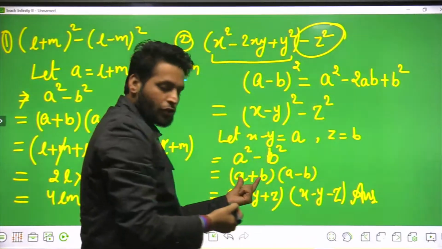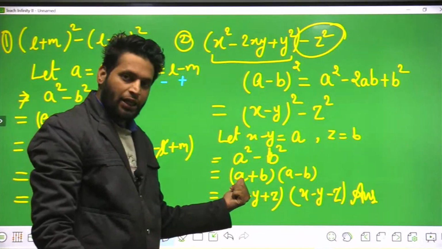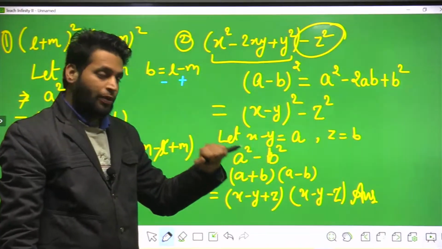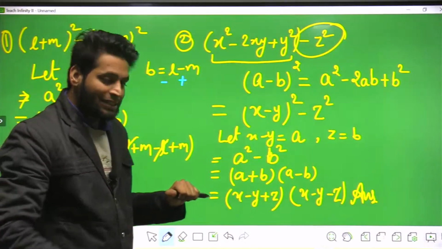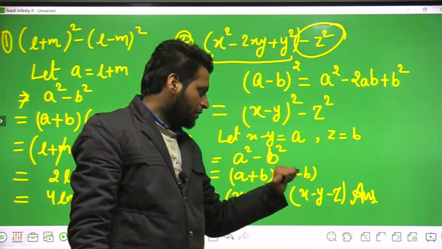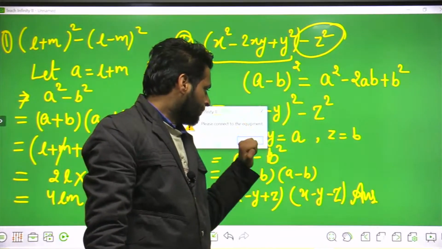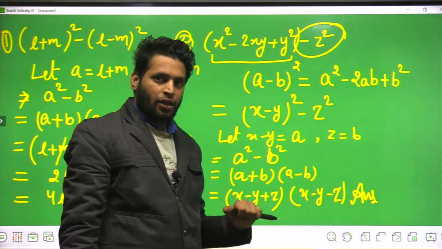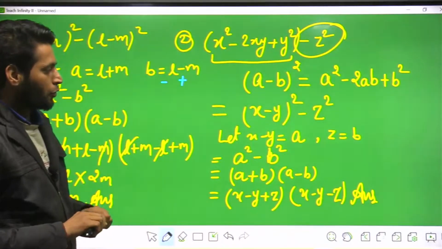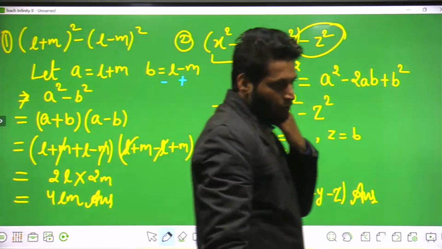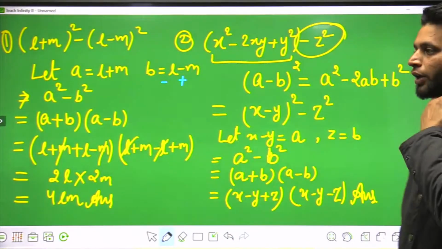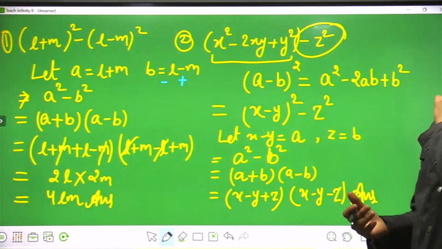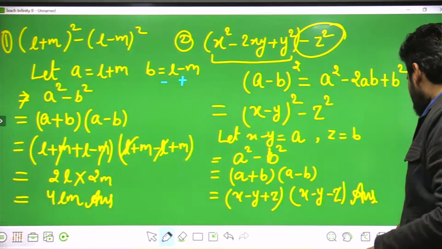Then a plus b: in the place of a we write x minus y, then plus the value of b, which is z. And a minus b we write as x minus y minus z. Okay, so I hope you all understood these types of questions based on this identity. We can take more examples for the understanding of these things.